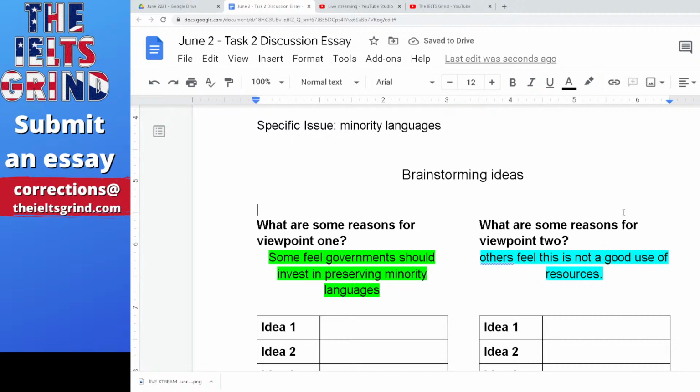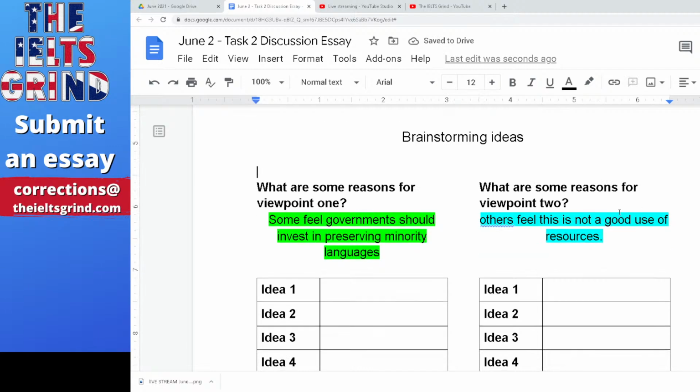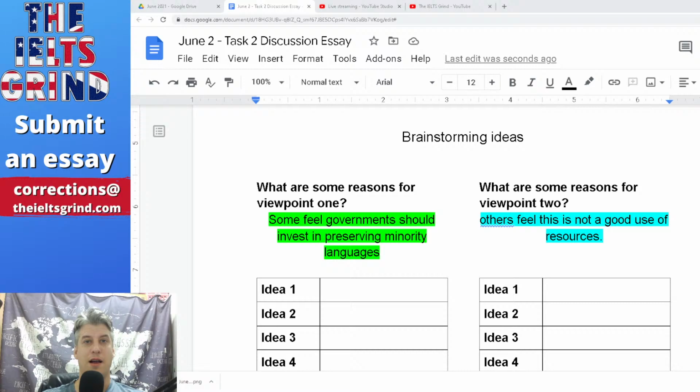So what you would have to do, let me get my camera back up. For some reason it doesn't want to show my face.